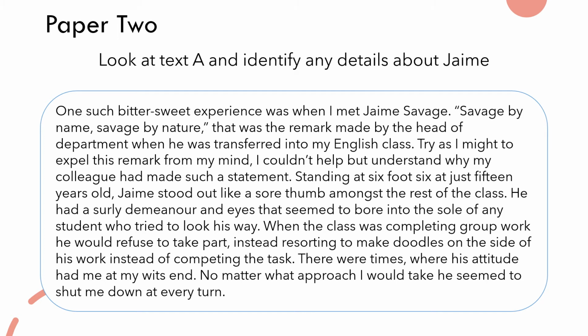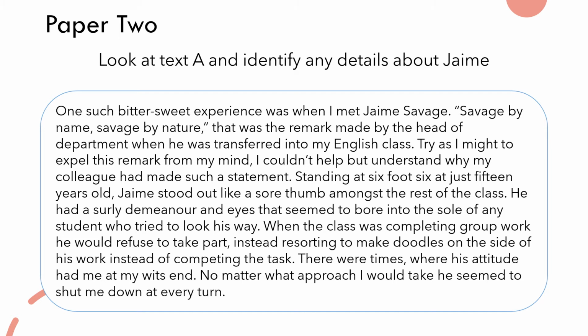Now, if we remember when we went through how to approach this question, we don't need to worry too much about any language techniques. However, if there is anything that you do notice, like a simile or metaphor, then you can always use it when you come to attempt question 4. The ideal thing to do now is to go through and see if there's anything about Jamie that we could use in the response.